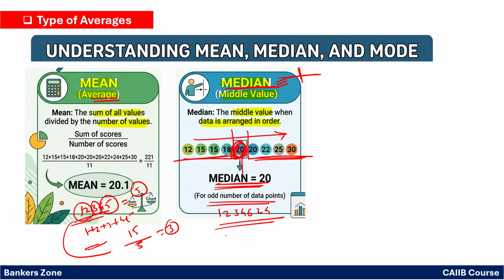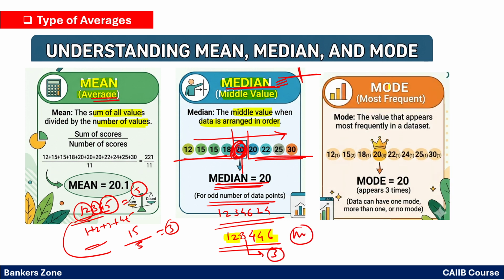Then first we need to arrange them into ascending order, like 1, 2, 2, 2, 3, 4, 4, 5, 6, where 2 is repeated 3 times, right? So this will be our first step. Then what will be the median? So we have to identify the middle value. Leave 3 from the left side and 3 from the right side. So that 3 will be our median. Median means simply the middle value, right?